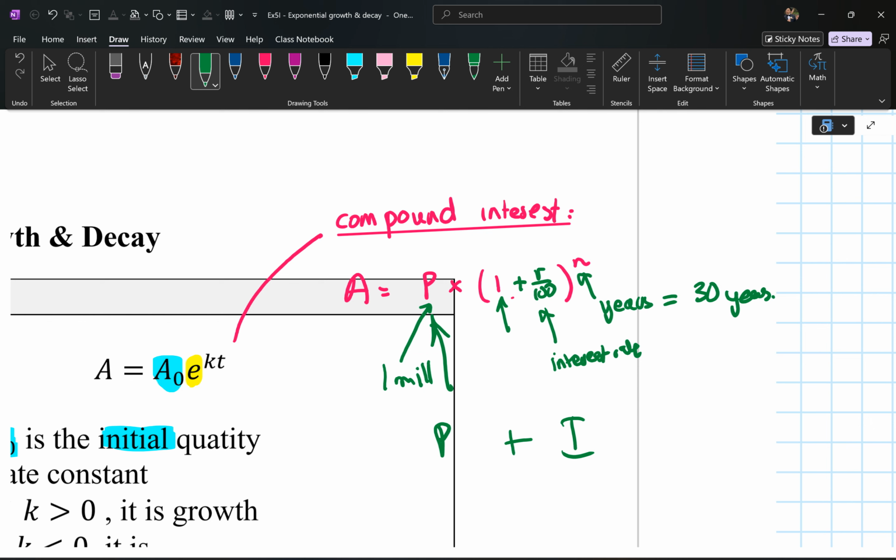If you look at this compound interest formula, we don't normally teach it to the general team, and we don't teach it to year 9 and 10, but that's your exponential model. If you realize, P is the amount that you borrow, which is A naught.